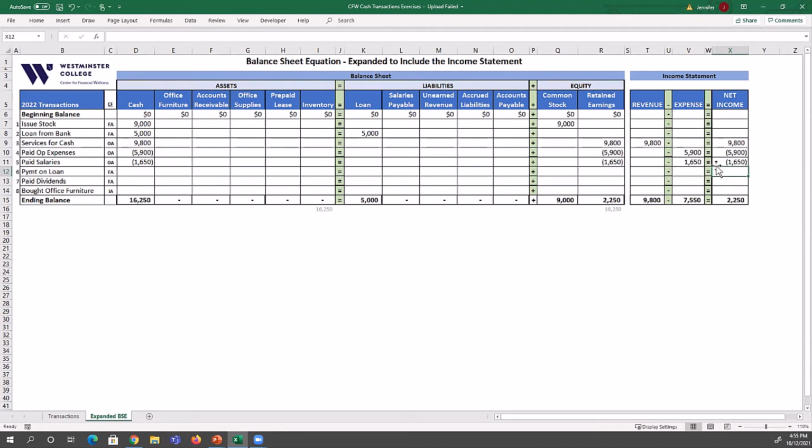They're going up. As expenses go up, our net income goes down. Our net income and our retained earnings are exactly the same. And our balance sheet equation balances, our assets have reduced by $1,650, and our claims have been reduced by $1,650. Okay, let's go on to the next.